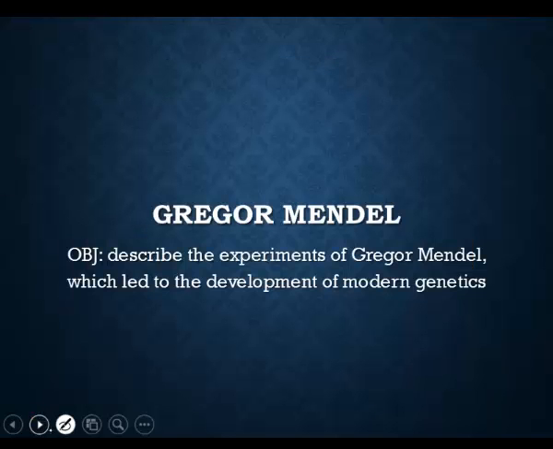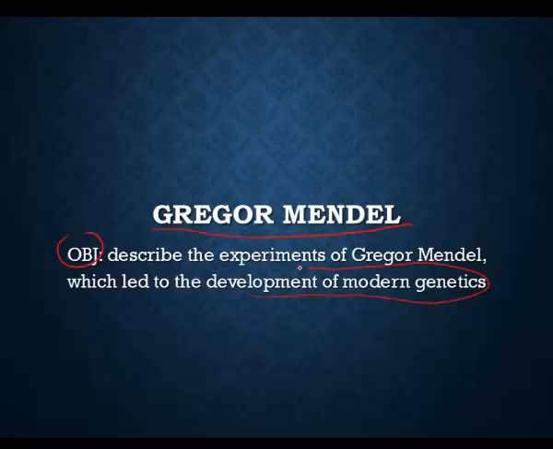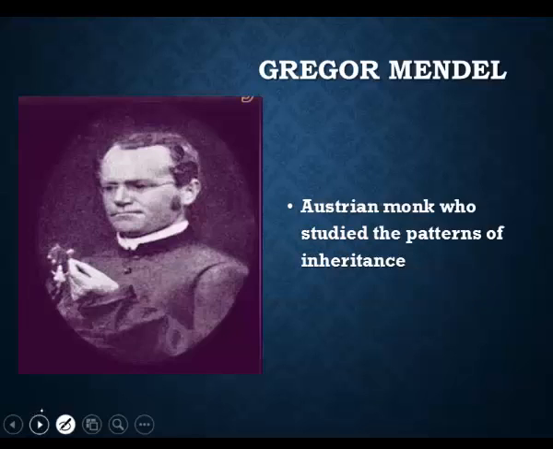Alright, and one of our first thinkers back in the 1800s to really start figuring out genetics and laying down some basic principles based on the evidence he found in his experiments was this person, Gregor Mendel. Our objective is to describe what Mendel did and how his experiments led to our understanding of modern genetics, because a lot of his principles still play out in what we know today.